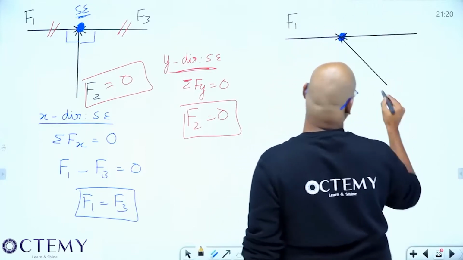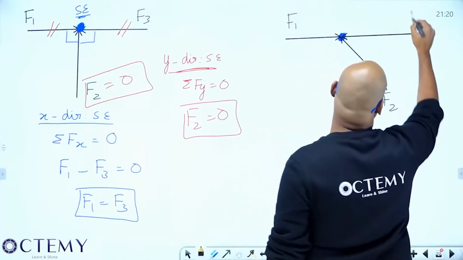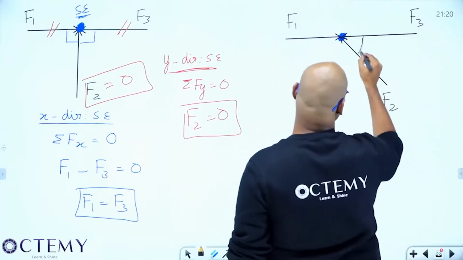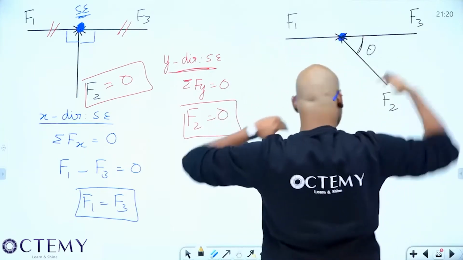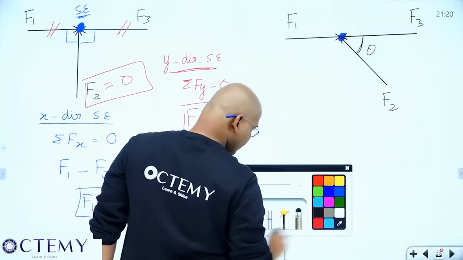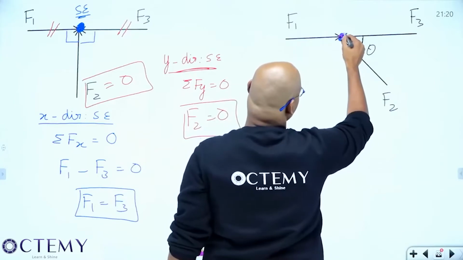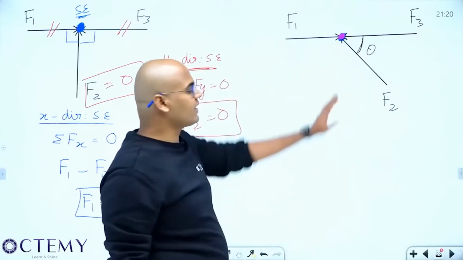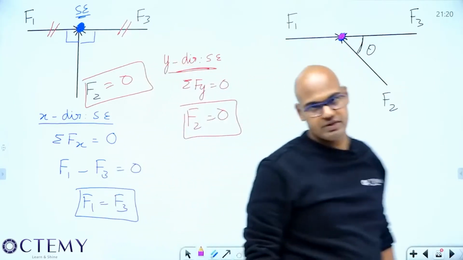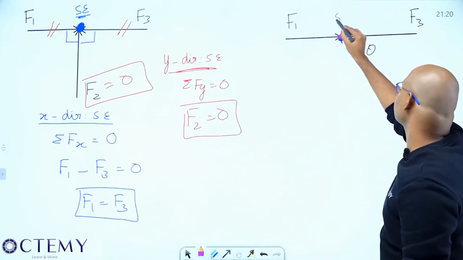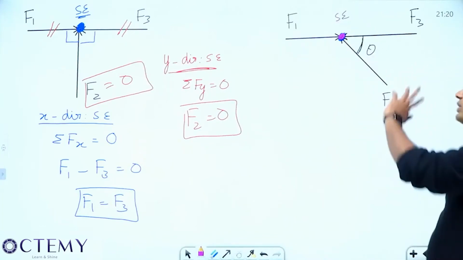F1, F2, F3. Okay, this angle is theta. See, these two are in line. This is not perpendicular. It is inclined at an angle theta. Now what happens? Still it is in static equilibrium. Now do the problem. Tell me what we can do.